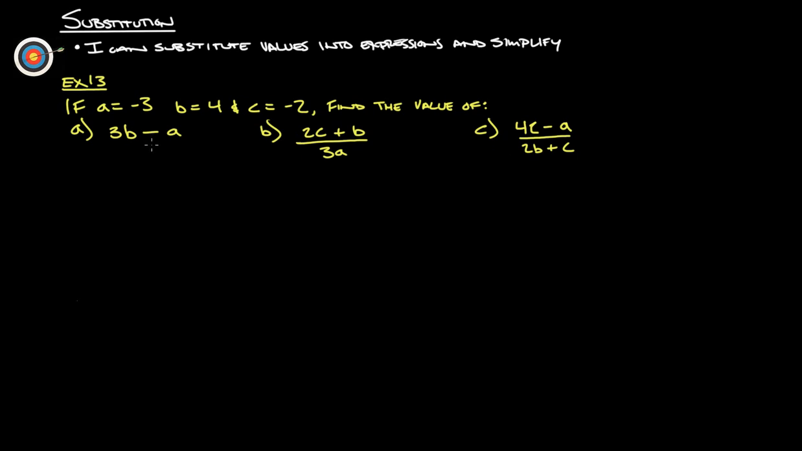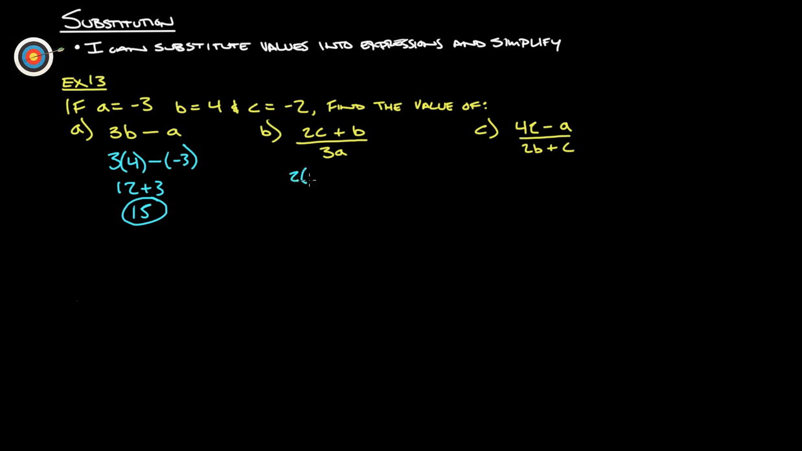Okay, so let's start with this first one here. We've got 3B minus A, so we're going to do 3 times whatever B is, and in this case is 4, subtract whatever A is, which is -3. So we're going to do multiply here, so that's 12 minus a negative is plus 3 is 15. All right, this one here, same thing, substitute and simplify.